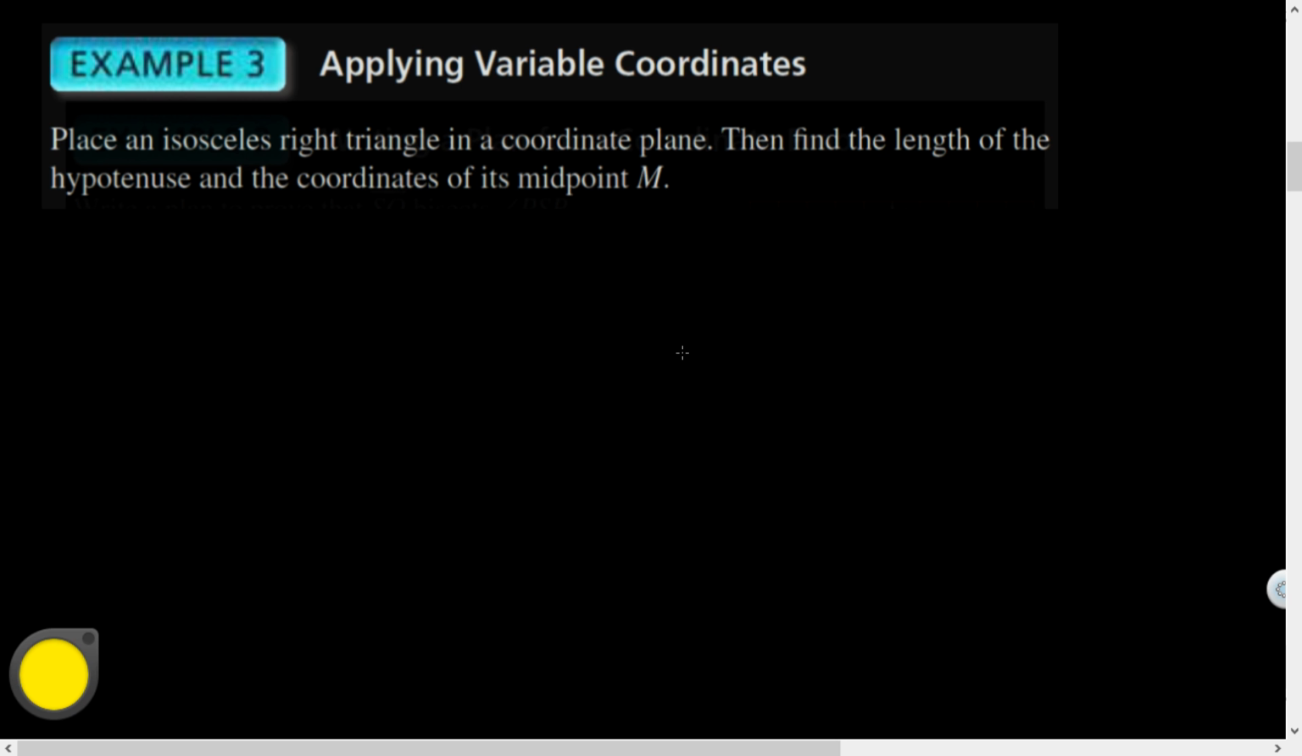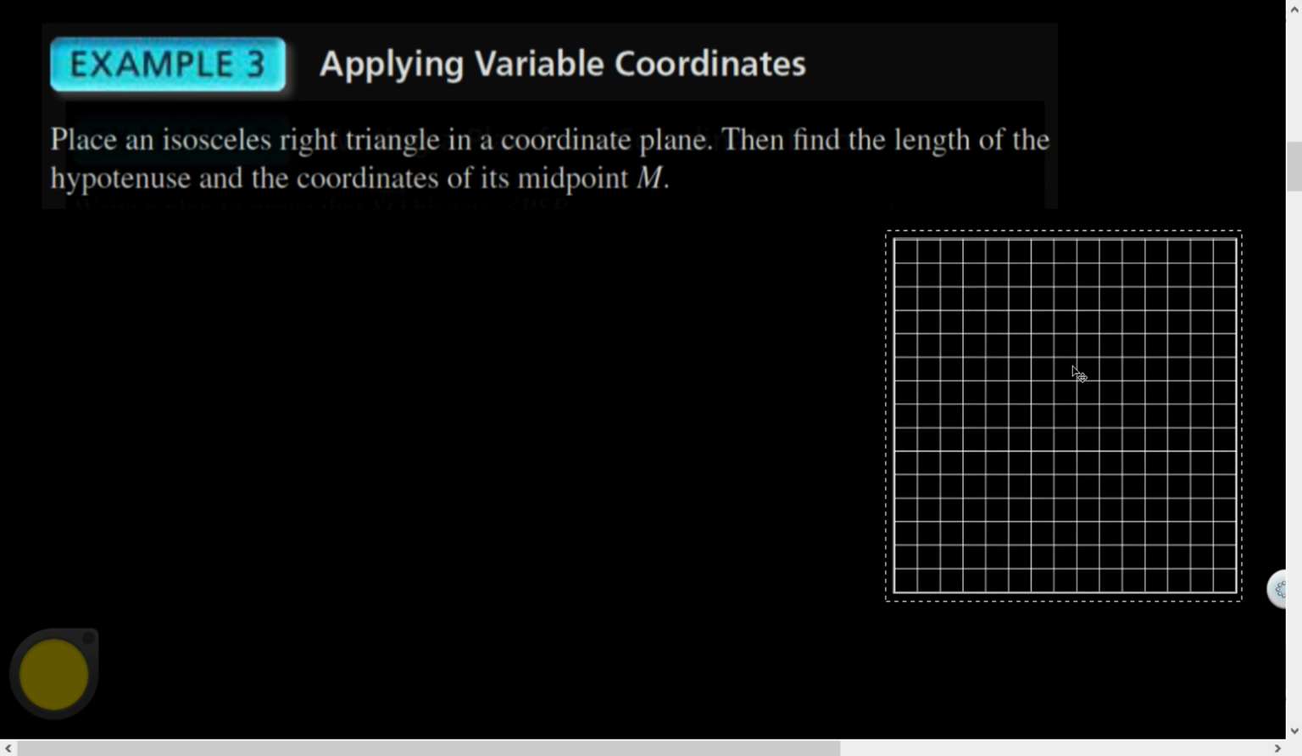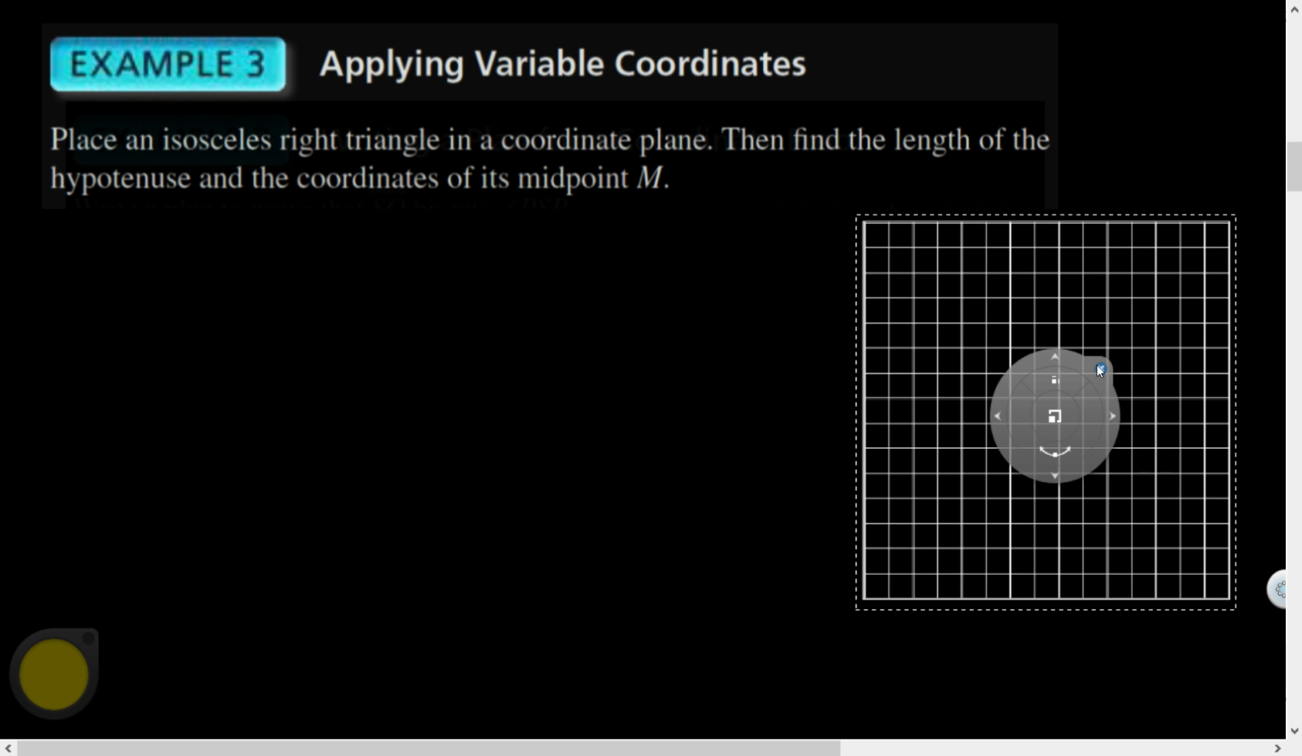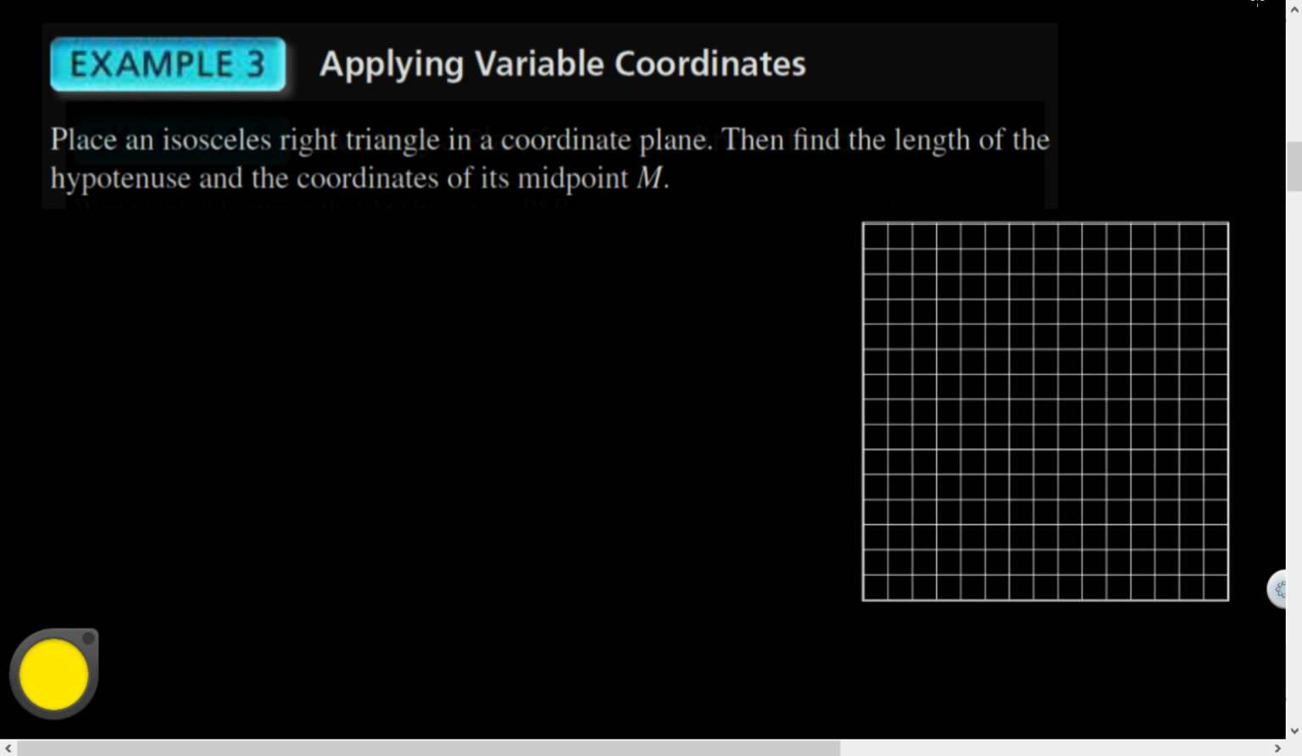All right, example 3. Place an isosceles right triangle in a coordinate plane. Did I give you guys a coordinate plane? Yeah. Oh wow, I'm so generous. Coordinate planes for everybody. All right, so place an isosceles right triangle in a coordinate plane, then find the length of the hypotenuse and the coordinates of its midpoint M.